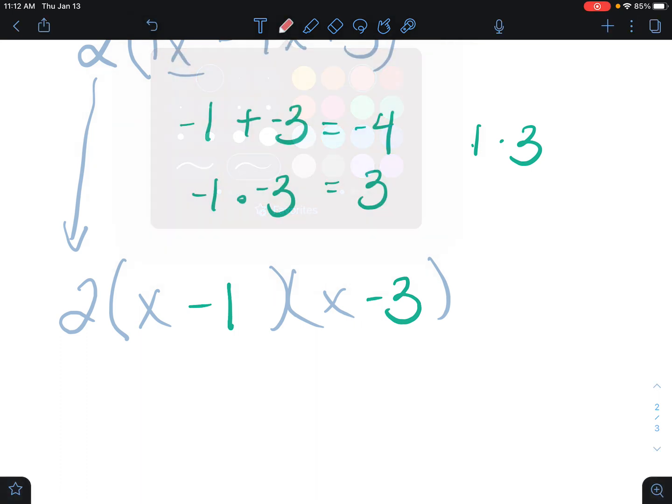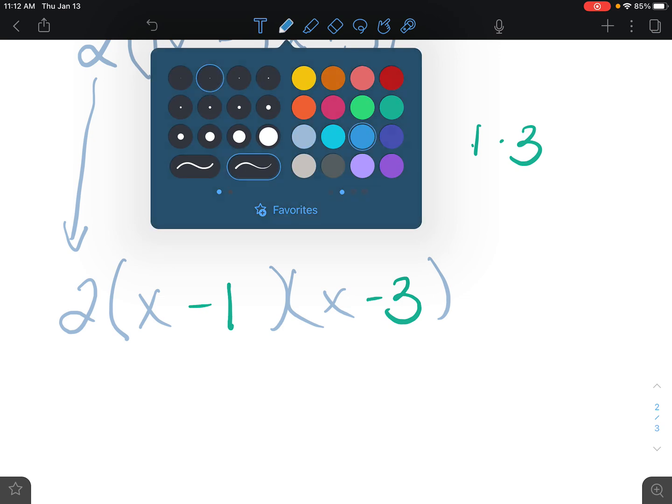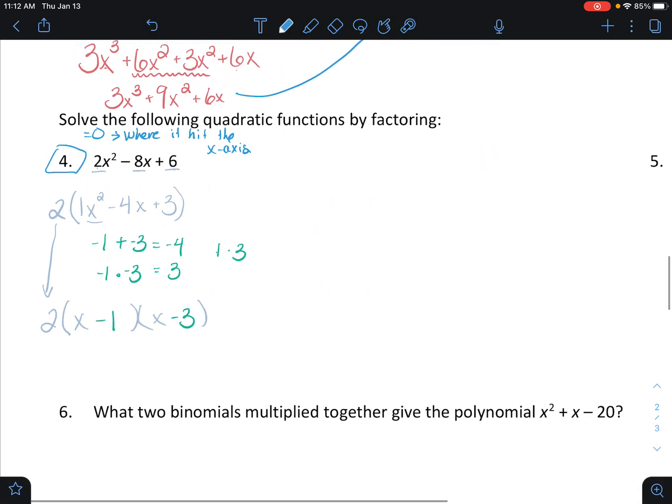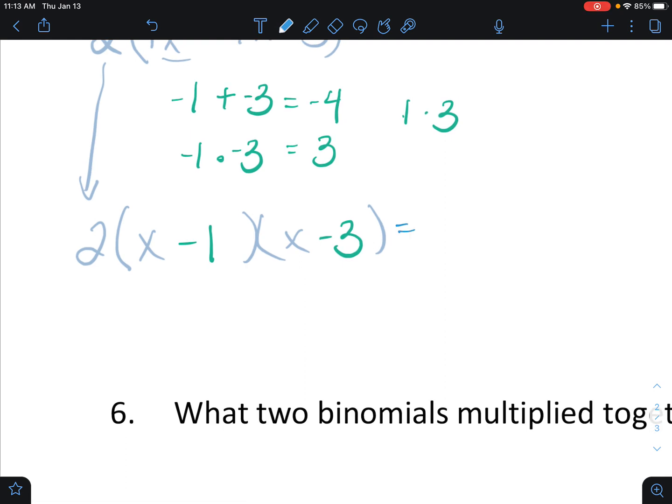Now, this is factored, but I didn't just ask for you to factor it. I asked for you to now solve it. So we've got to set it equal to 0. Okay, so we're going to set all of our pieces equal to 0. So I'll have 2 equals 0, x minus 1 equals 0, and x minus 3 equals 0. This is what you did in notes number 0. So this is why we're factoring, so we can set it equal to 0 and figure out where it hits the x-axis.